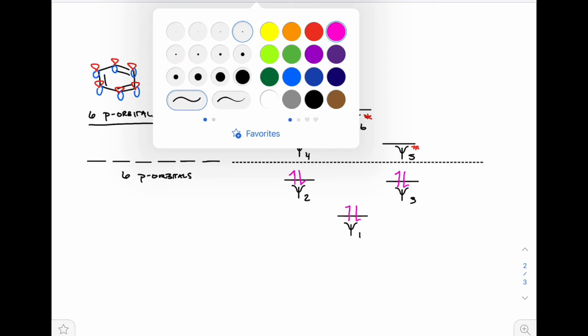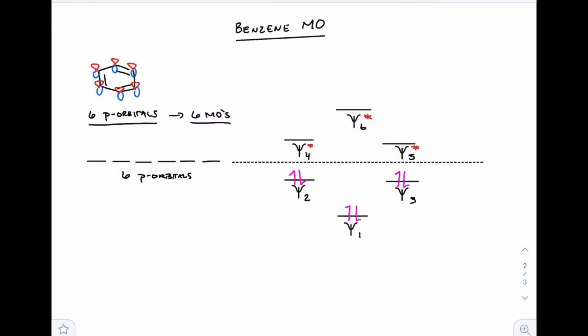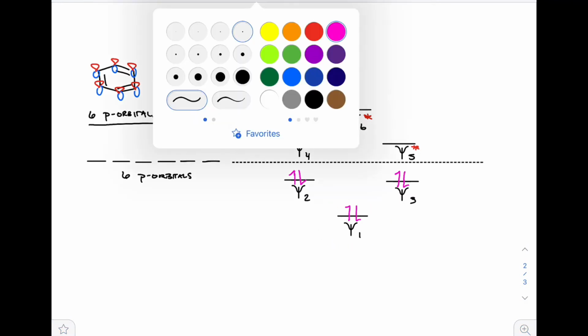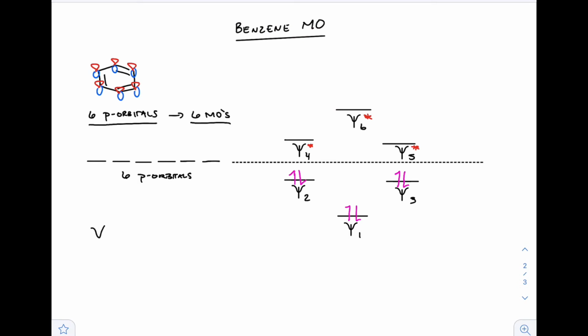And I went ahead and cheated and drew all this because you don't want to see me struggle, and now it looks gorgeous. So we have those 6 p orbitals creating 6 molecular orbitals. The bottom is psi 1, and then we have psi 2 and psi 3, degenerate bonding orbitals, and then we have psi 4 and 5. Those are degenerate pi star, or antibonding orbitals, and then we have psi 6 on the top. That's an antibonding orbital as well.